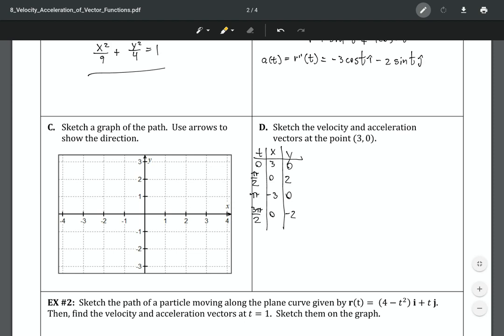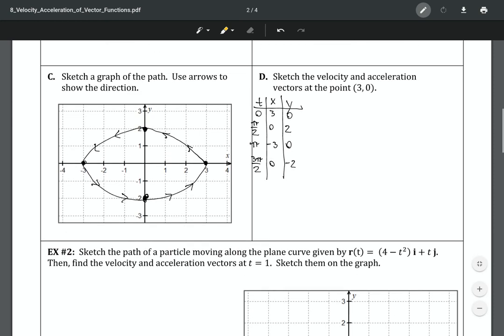So I kind of know at least what direction I'm going. I have 3, then if I plug in pi over 2, that's 2, and then it's -3, and then 2 again. So essentially, I have an ellipse. And I actually start here on 3, because when t is equal to 0, that's my starting point, and I'm basically going in that direction. Woo, I almost overshot it. So these arrows just indicate where the particle is at a specific time.